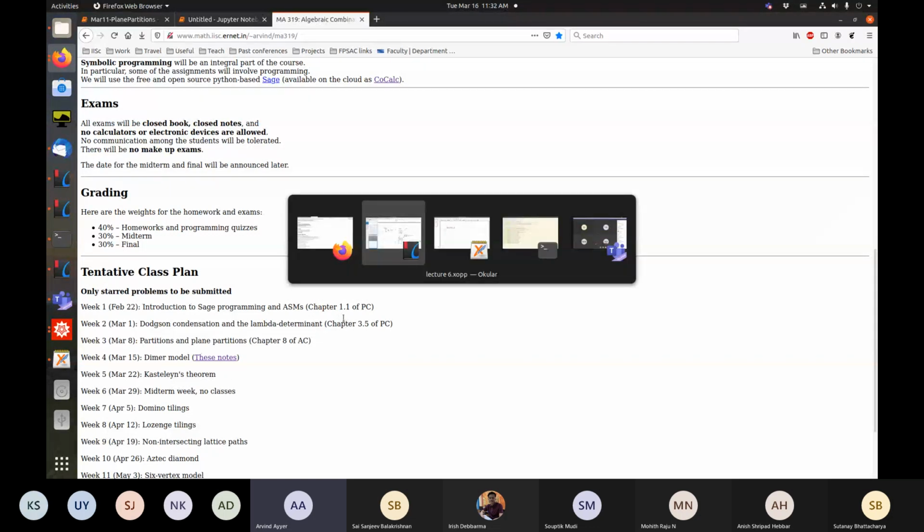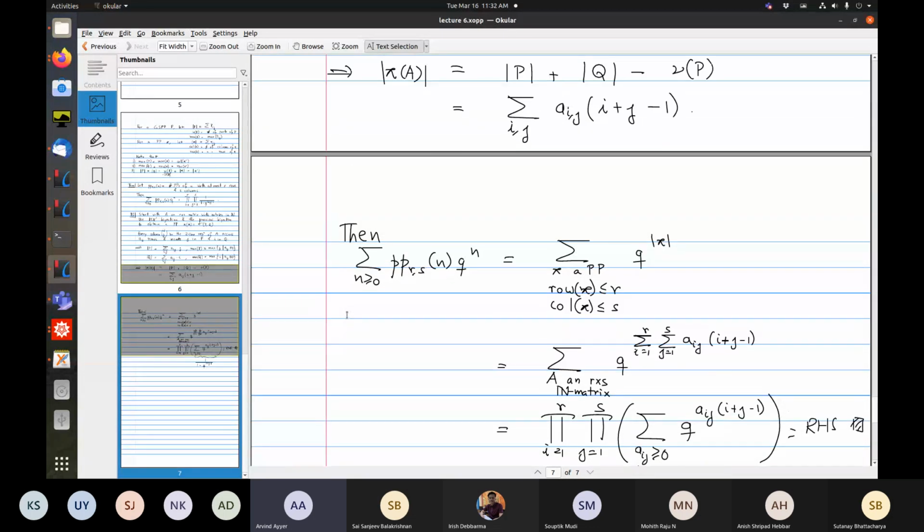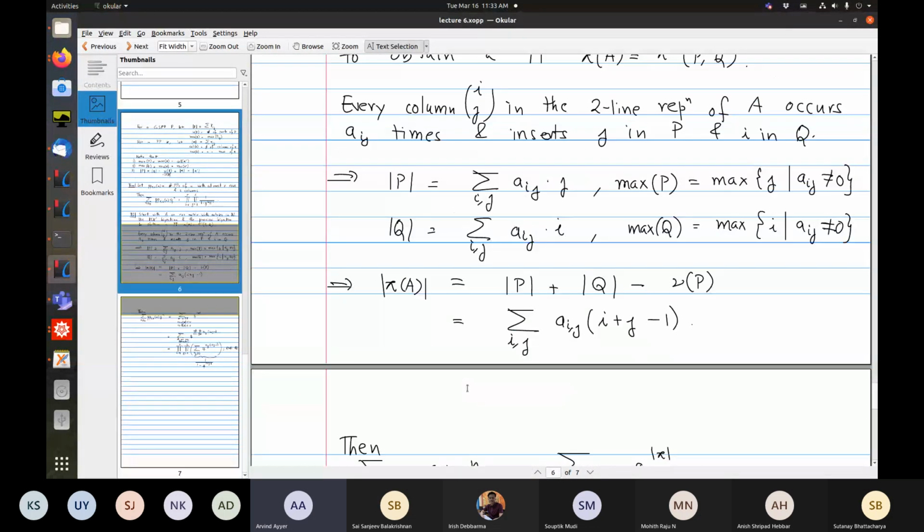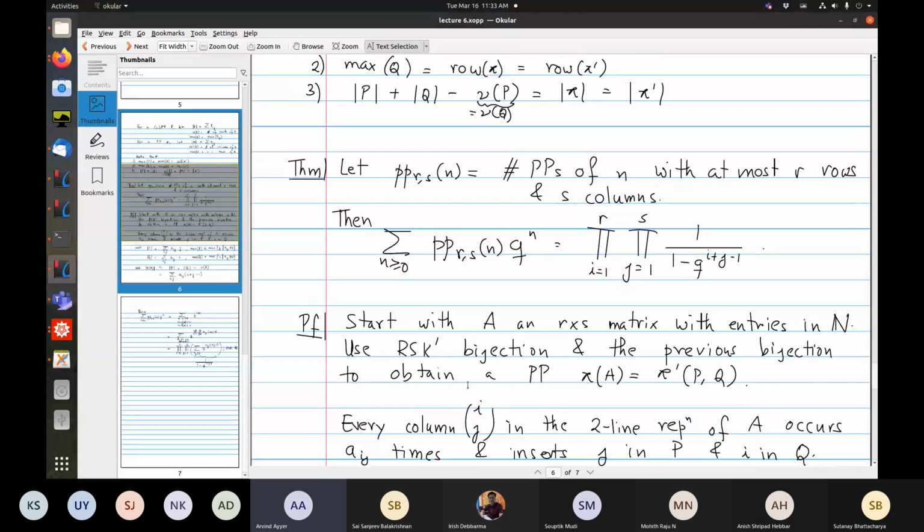Okay. So good. So let me remind you what we did last time. We proved the following theorem. If you consider plane partitions of n with at most r rows and s columns, then the generating function of these, weighted by the size of the plane partition, is this nice product formula: the product over i from 1 to r and j from 1 to s of 1 over 1 minus q to the i plus j minus 1.